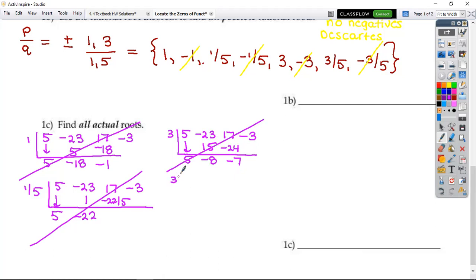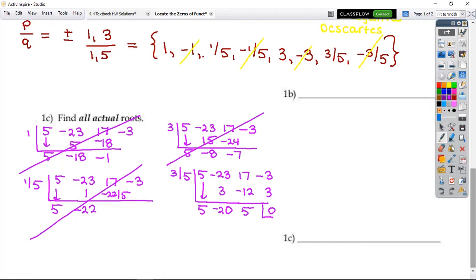And then last, this one better work. 3/5. So I have 5, negative 23, 17, negative 3. 5 comes right down. And then multiply, I get 3, negative 20. Negative 60 divided by 5 is negative 12, which gives me 5. 5's cancel, gives me 3. It finally works. Okay. I mean, if you have 4 of them to do, obviously you definitely want to use a calculator because it takes a while.